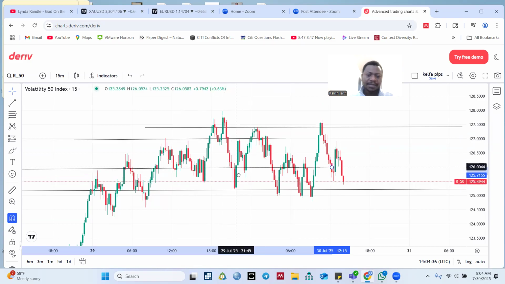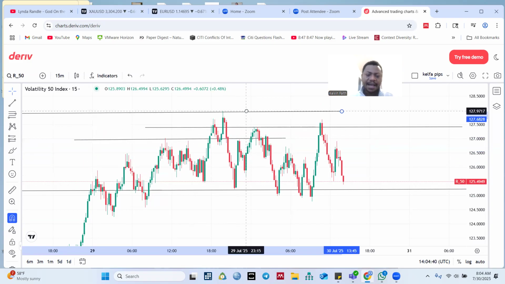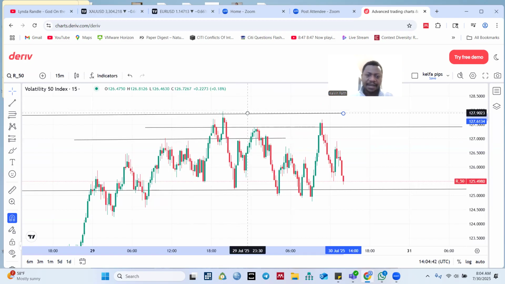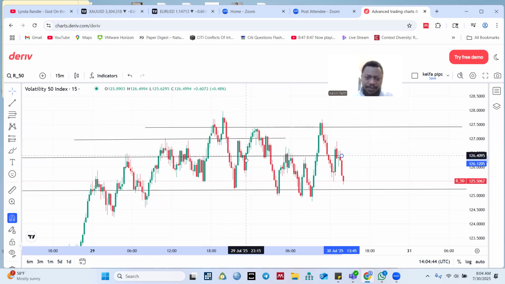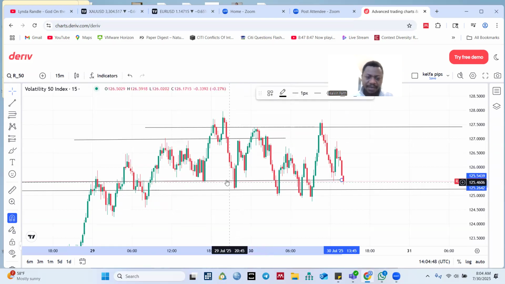So this is a high and then a higher high. Then it impulsively drops to the downside and then took out this low. This for me was a break of structure on the 15 minutes.